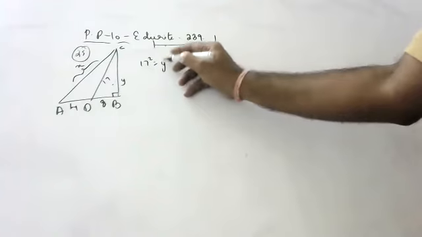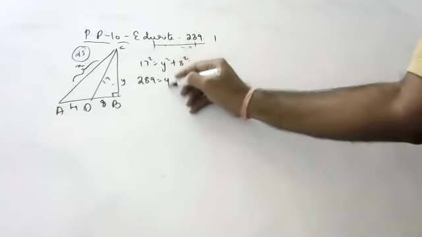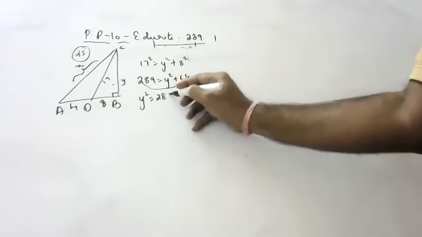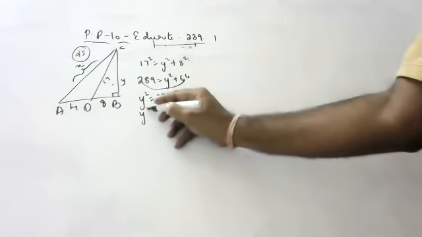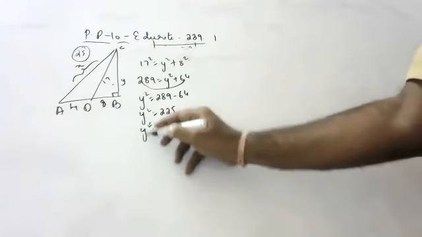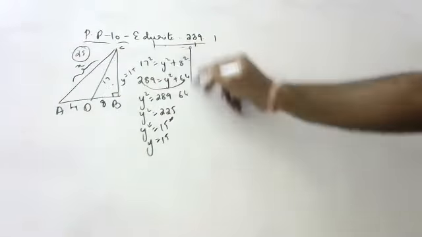17 square is equal to 8 square plus y square. 289 is equal to y square plus 64. Y square is equal to 225. Y square is equal to 15 square. So y is equal to 15. Now I want x. How to find x?